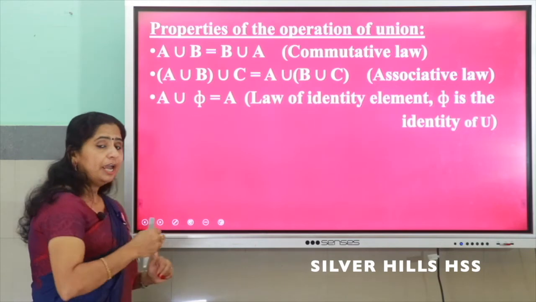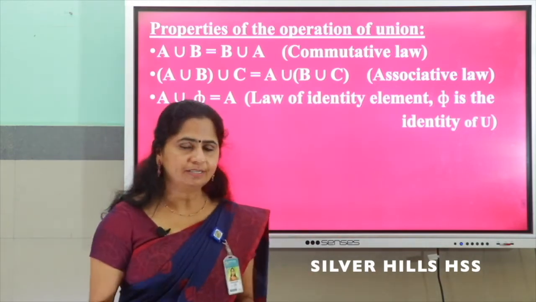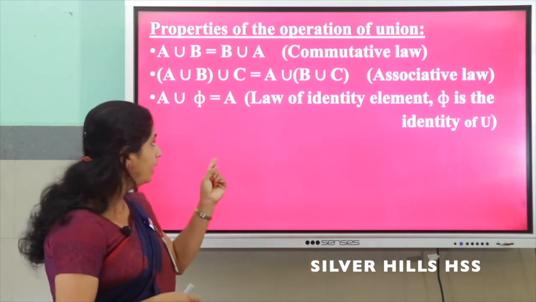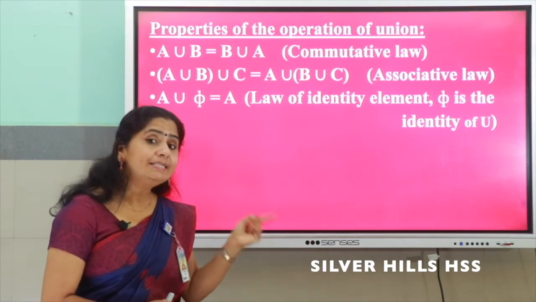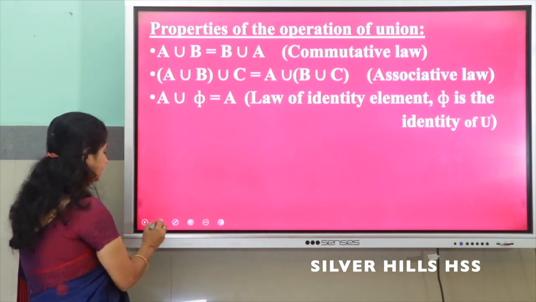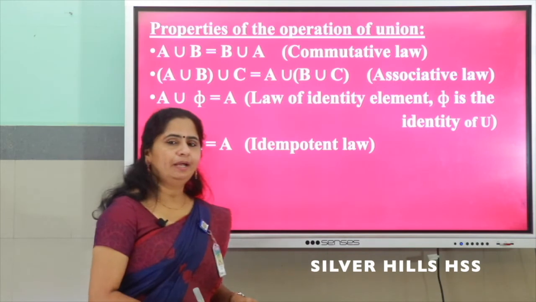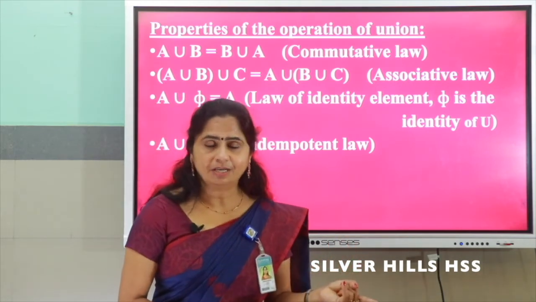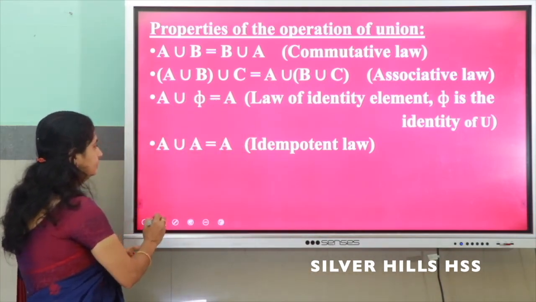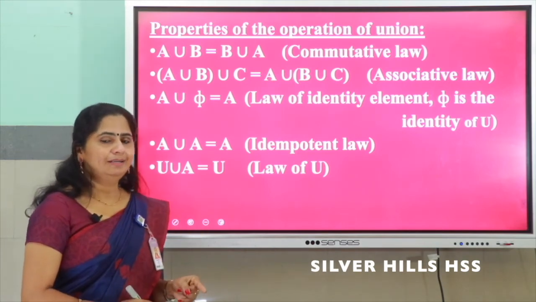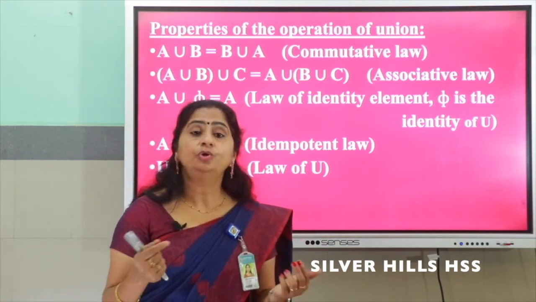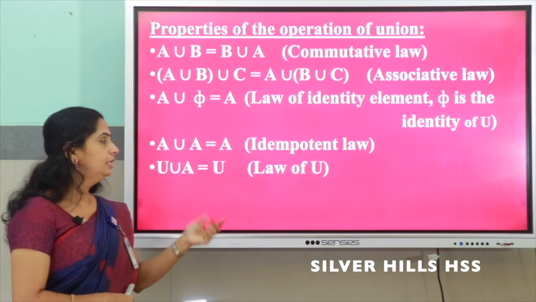Next is A union phi. We know that union is always a bigger set. So, A union phi means what? A is the big set here, which means the union will be A, and it is called the law of identity element, where phi is called the identity of U. Next, A union A is equal to A. So, you get back the same set. It is called the idempotent law. Finally, U union A. Here which one is the big set? Universal set is the big set. Superset is the universal set. So, U union A will naturally be equal to U. It is called the law of U.